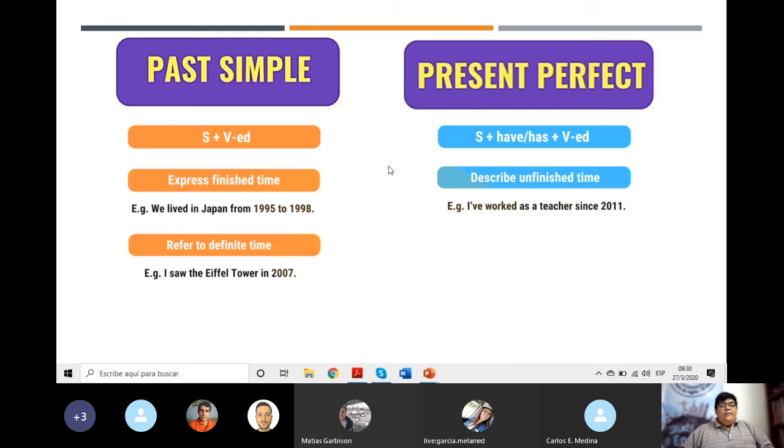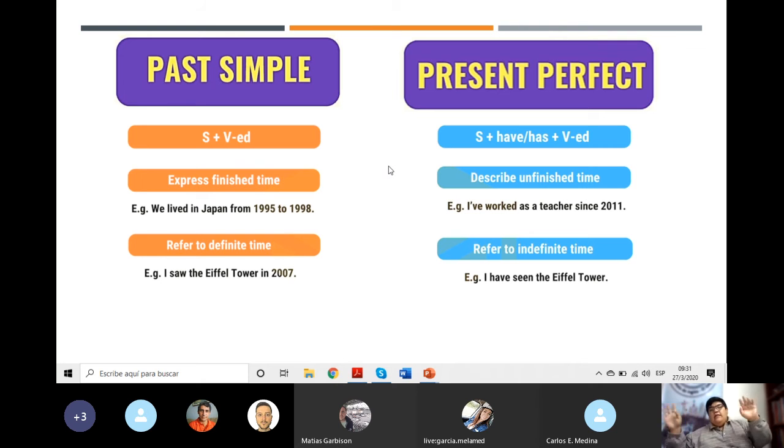Then we have another use of the past simple. Refer to definite time, okay? I saw the Eiffel Tower in 2007. Then is when I have the time. Remember that I told you that the past simple needs the time while the present perfect doesn't need it, because what is more important for the present perfect is the action, okay? And the present perfect refers to indefinite time. For example, I've seen the Eiffel Tower. It is a personal experience in my life. It doesn't matter when. What is important is that I've seen it.